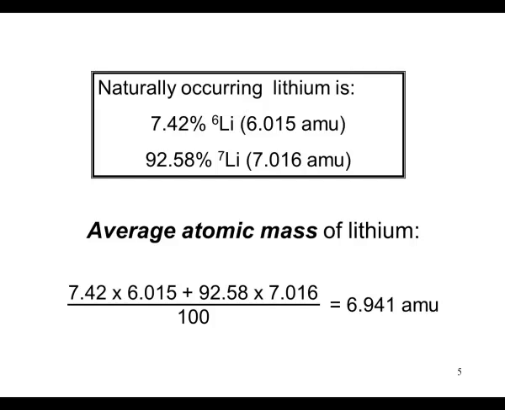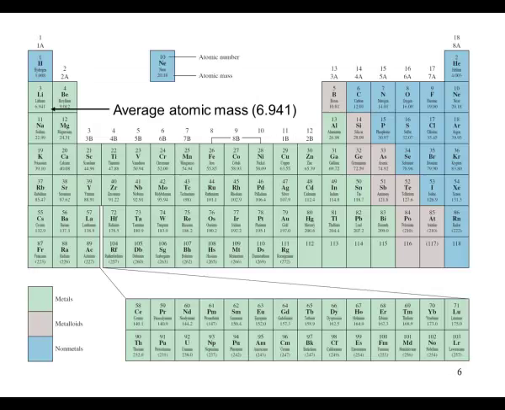You do that for each of the isotopes, sum them, and divide by 100. In this case, lithium calculates to be 6.941 AMU. That's the number that you will find in the periodic table underneath the symbol for the element.